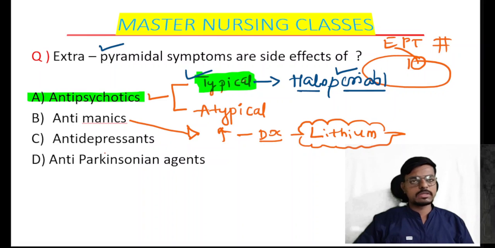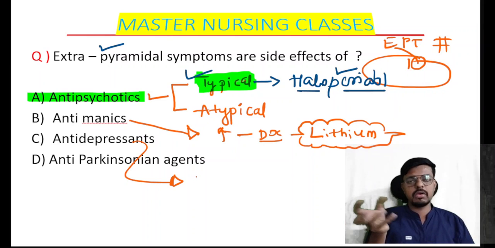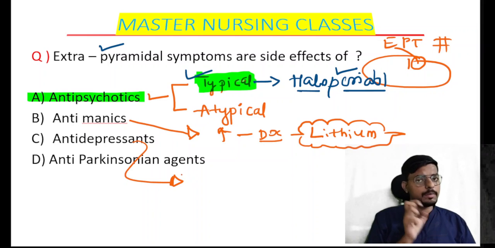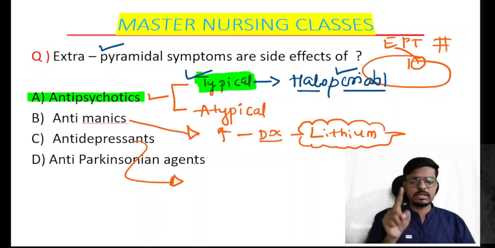Then option C is the antidepressants. These are the medicines given in the treatment of depression. In antidepressants there are various classifications of drugs, like tricyclic antidepressants and SSRIs, selective serotonin reuptake inhibitors, and there are many more classifications. These are very important medicines, and we will discuss them again while discussing the antidepressant medications.